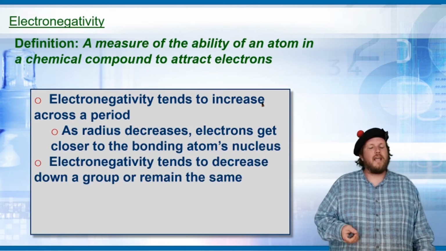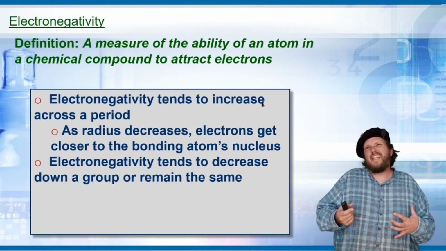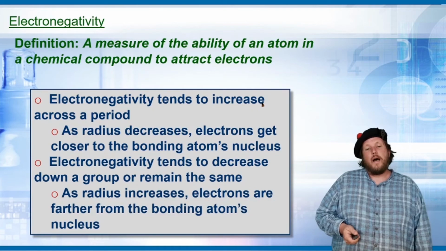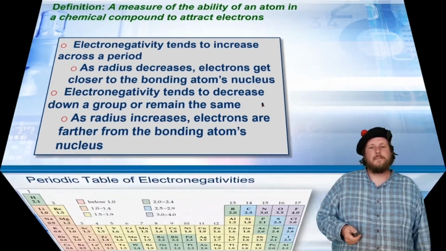It's because the closer it can get to the nucleus, the more likely it is to attract electrons. So as radius increases, electrons are farther from the bonding atom's nucleus.